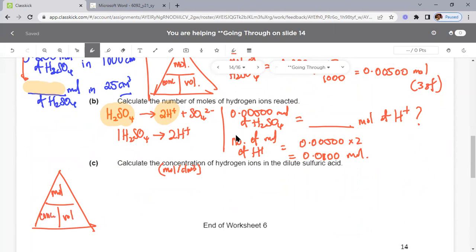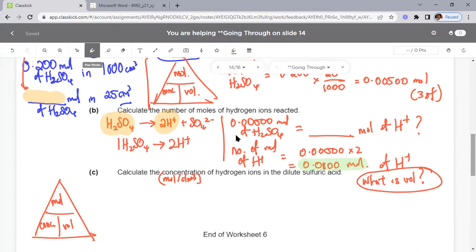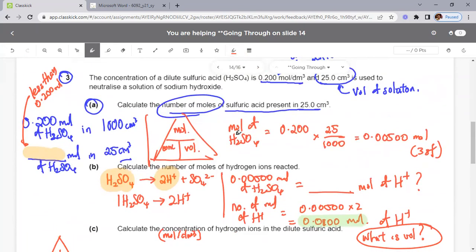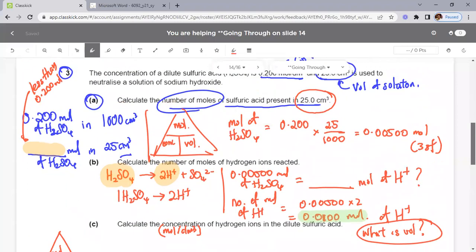So the question we must ask ourselves now is, this 0.010 mole of H plus, what is the volume? How much volume of the solution do I have? If you read through the whole question again, part A is linked to part B, right? You realize that actually the volume is 25 cm cube.